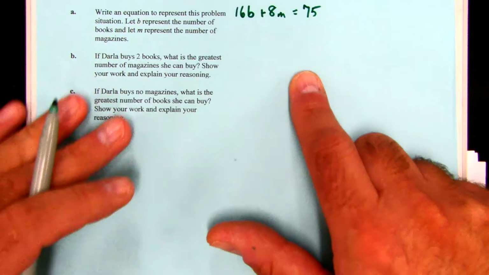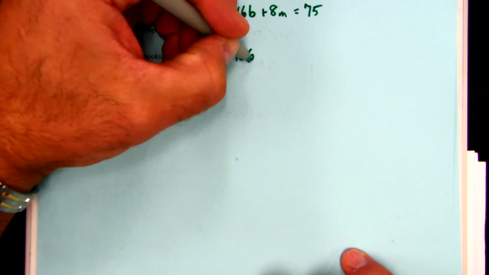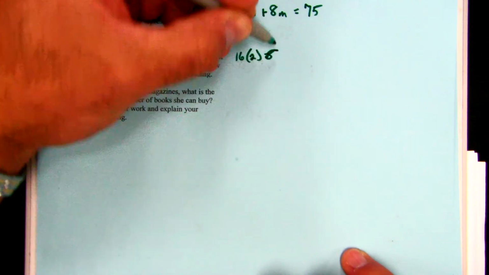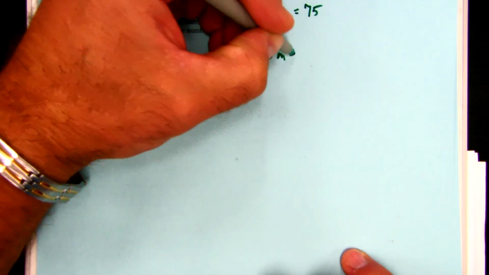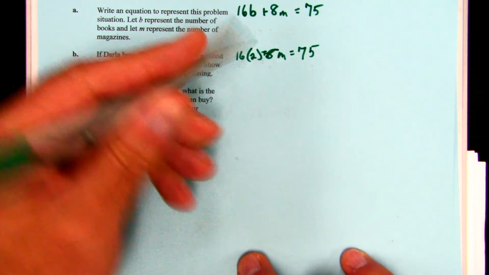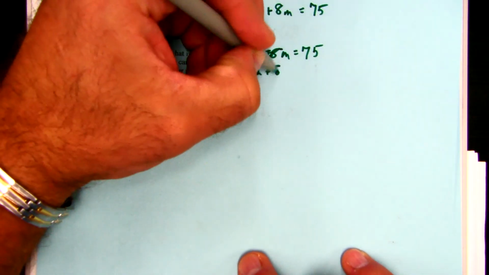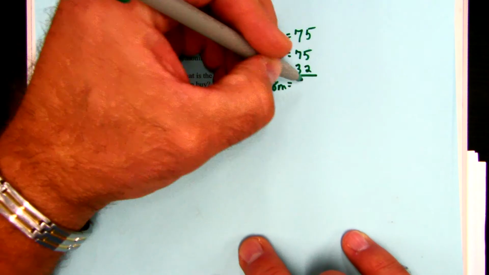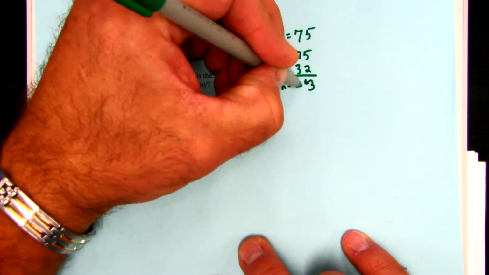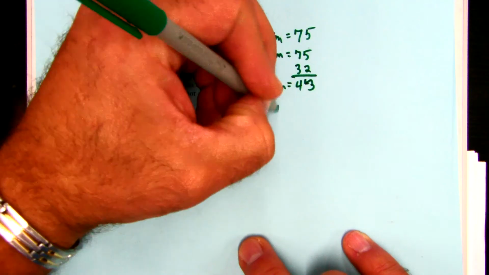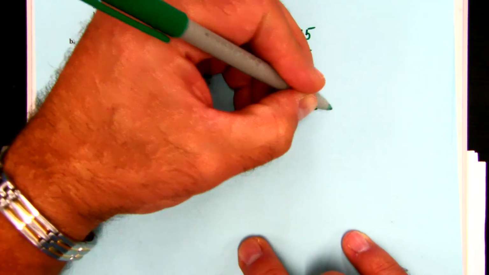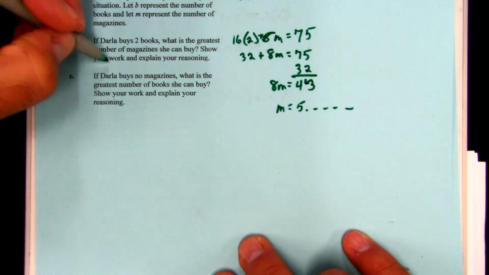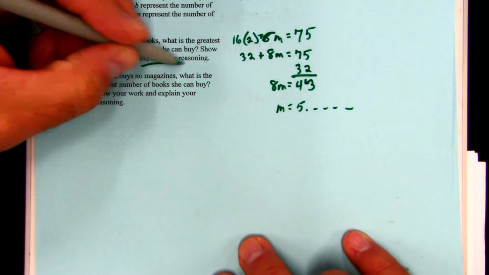That wasn't the part you had a ton of time with. It was then if she buys 2 books, you were supposed to put a 2 in for the books and then solve for M. So that means this would be 32 plus 8M equals 75 minus 32, which means 8M equals, correct, 43. Divide by 8, and you get M equals 5 point blah, blah, blah. And you're supposed to show your work and explain your reasoning.